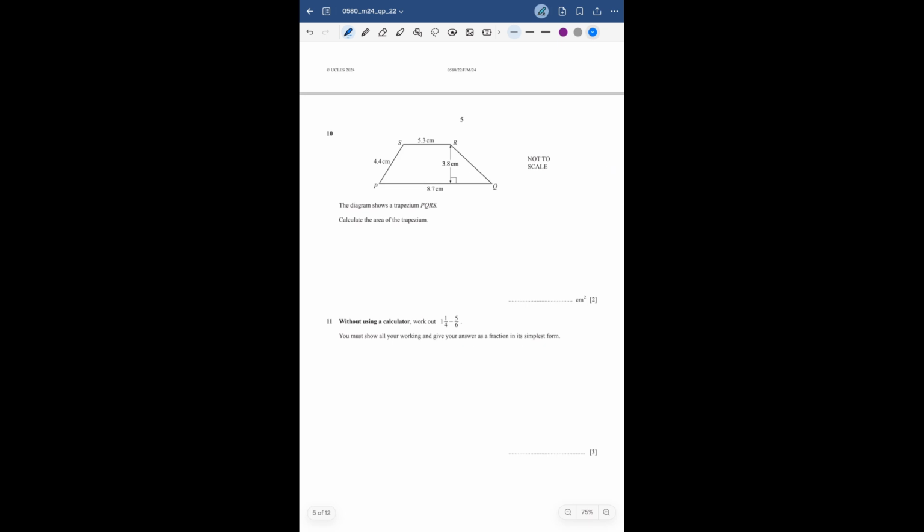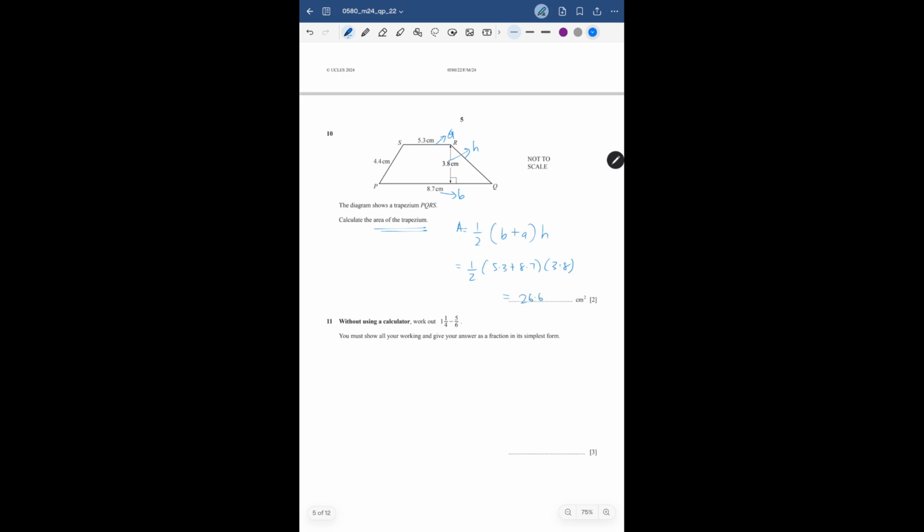Alright, question number 10. The diagram shows a trapezium PQRS. Calculate the area of the trapezium. What is the equation for the area of a trapezium? A equals half times (a plus b) times h. H is 3.8. This is your a, this is your b. A and b can be interchanged, no problem. So half times (5.3 plus 8.7) times 3.8. The answer is 26.6 cm squared.